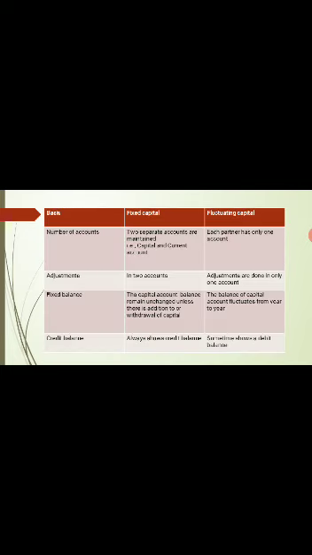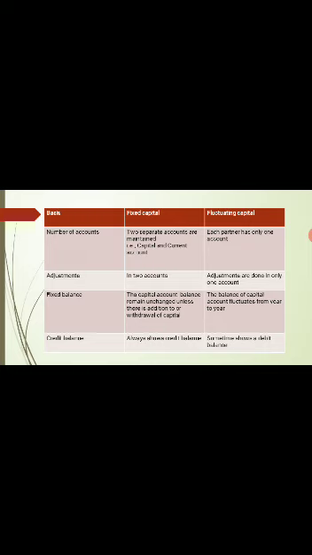Now, what are the differences between fixed capital and fluctuating capital? This differentiation is important, again, for 2 marks. As I said, regarding the number of accounts, under fixed capital there are 2 accounts maintained, whereas under fluctuating capital, only one account is managed.